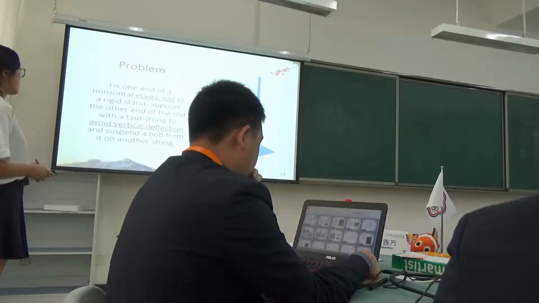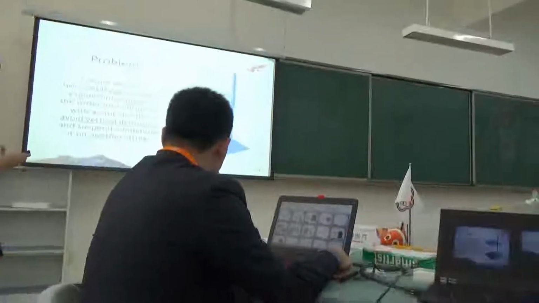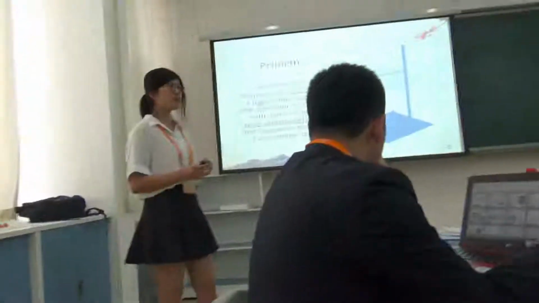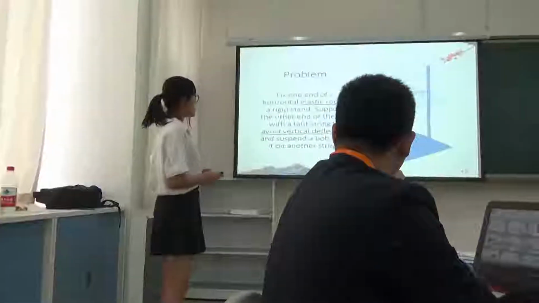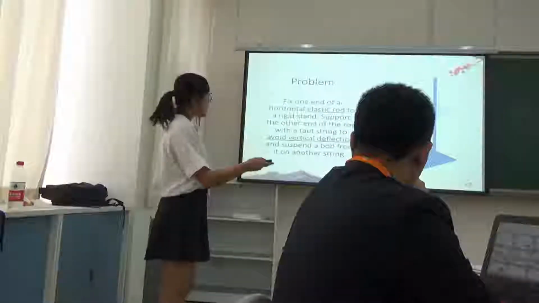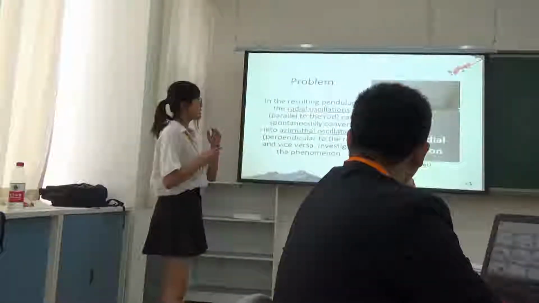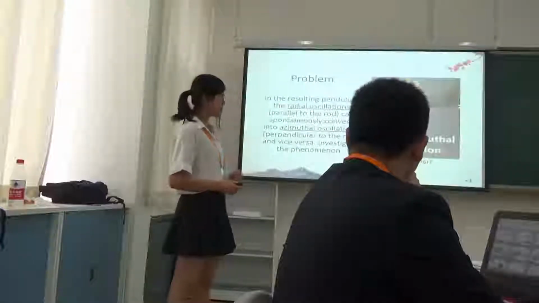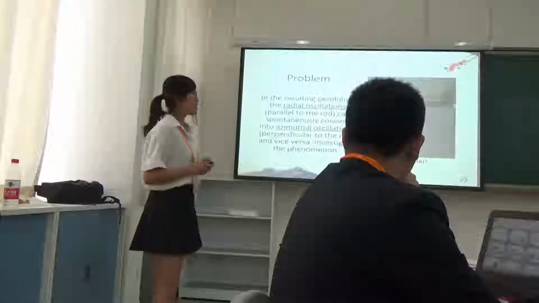We fix one end of a horizontal elastic rod to a rigid stand. Support the other end of the rod with a taut string to avoid vertical deflection, and suspend the bob from it on another string. In a resulting pendulum, the radial oscillations can spontaneously convert into azimuthal oscillations, and vice versa.